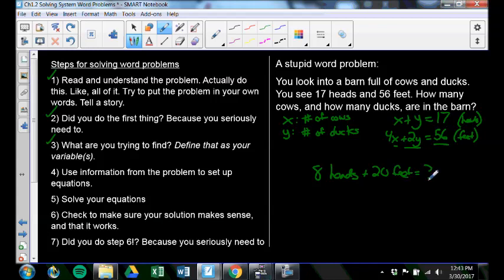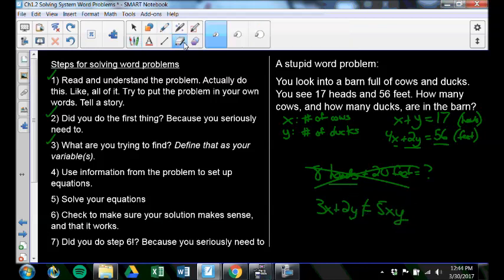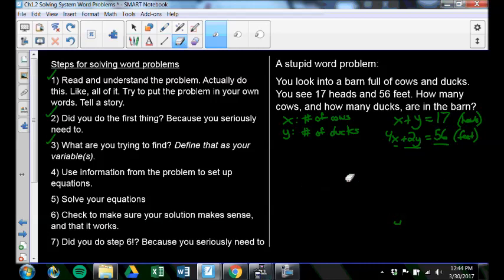And even though it looks like I wrote the word hands instead of heads, it doesn't matter. It makes no difference. You can't add up different units. 8 heads plus 20 feet isn't 28 heads or 28 feet. And it's not 28 head feet. That doesn't mean anything. You can't do it. That's part of why you can't add unlike terms, because it doesn't actually make any sense. The units have to be matching in such a way that you can actually combine them.